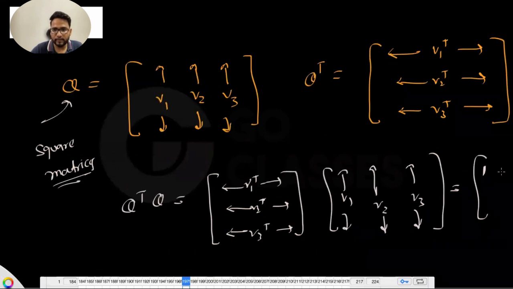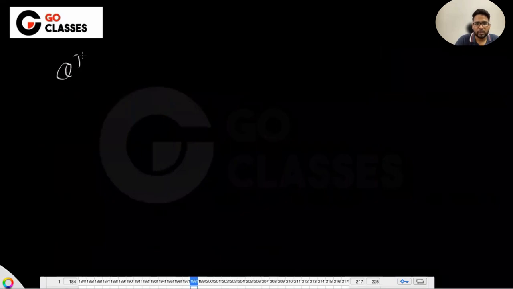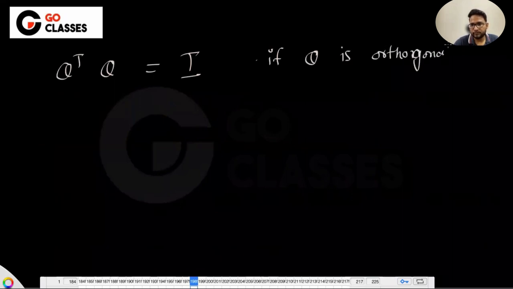And then here, if you multiply b1 transpose and b2, since these are orthonormal vectors, they are perpendicular. That is why you will have 0. Then again 0, and similarly you will have an identity matrix. So if this is an orthogonal matrix, then multiplying Q transpose into Q gives you the identity matrix. Q transpose into Q is identity if Q is an orthogonal matrix. This is just a definition.